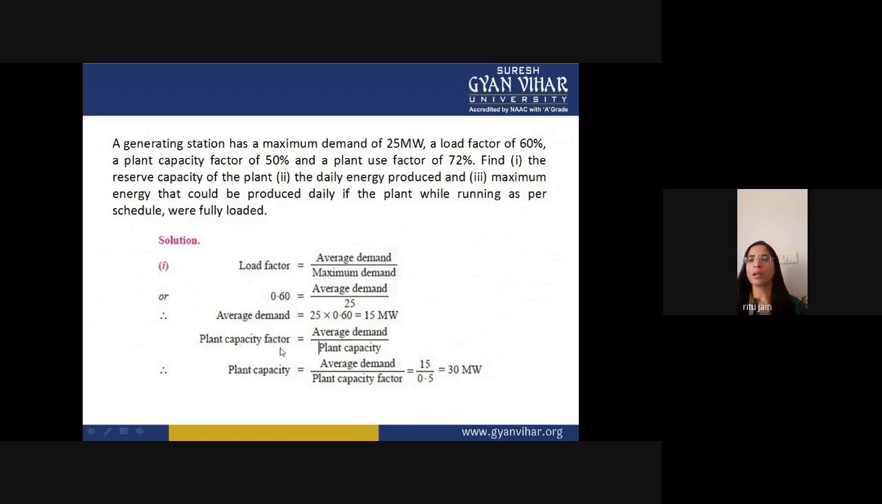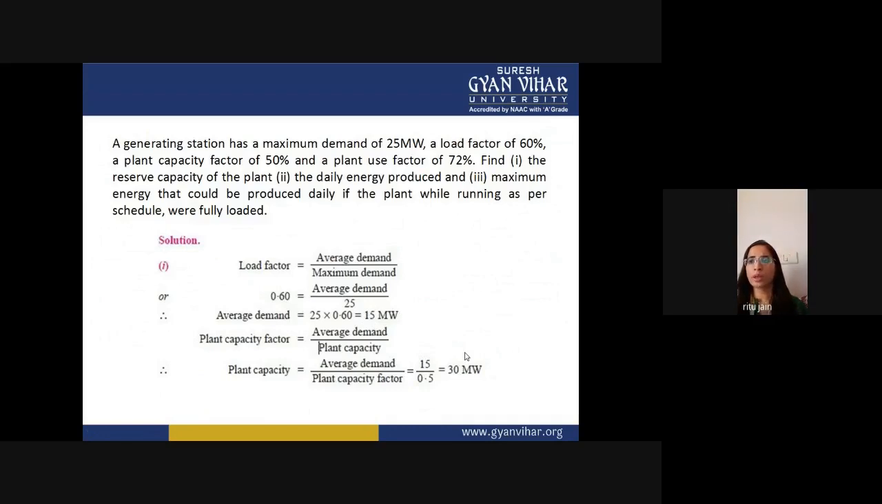So plant capacity factor is equal to average demand upon plant capacity, and plant capacity can be calculated as average demand upon plant capacity factor. Average demand is your 15 megawatt, and the plant capacity factor is 50%, which is 0.5. So the plant capacity is 30 megawatt, the maximum demand is 25 megawatt, and the average demand is 15 megawatt for this station.